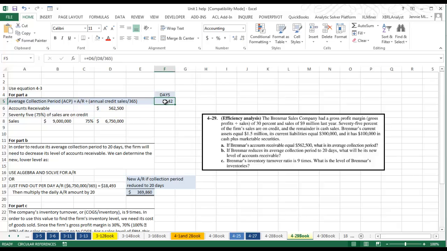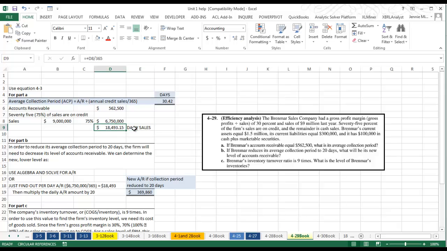Then we're going to take the 562.5, that accounts receivable, and divide it by the daily sales. The daily sales is basically just this number divided by 365. Some textbooks will actually use 360, but this is just the daily sales number, calculated from working through this. We're just finding out what that is.